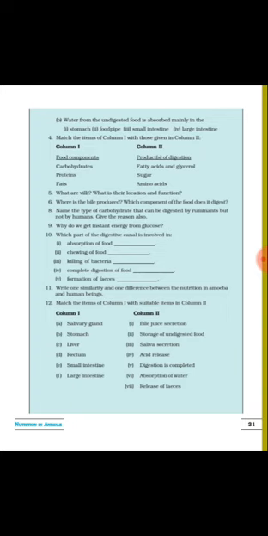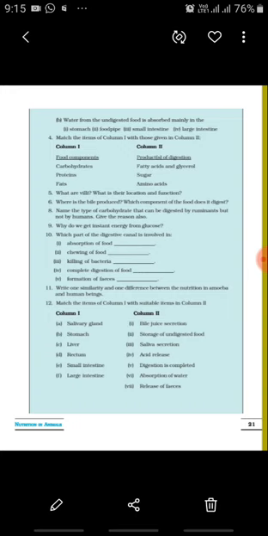Now let's come to question number 4. Match the items of column 1 with those given in column 2. In column 1 there are food components, and in column 2 there are products of digestion, that means after digestion. So carbohydrate after digestion is converted into sugar. Proteins are converted into amino acids, and fats are converted into fatty acid and glycerol.